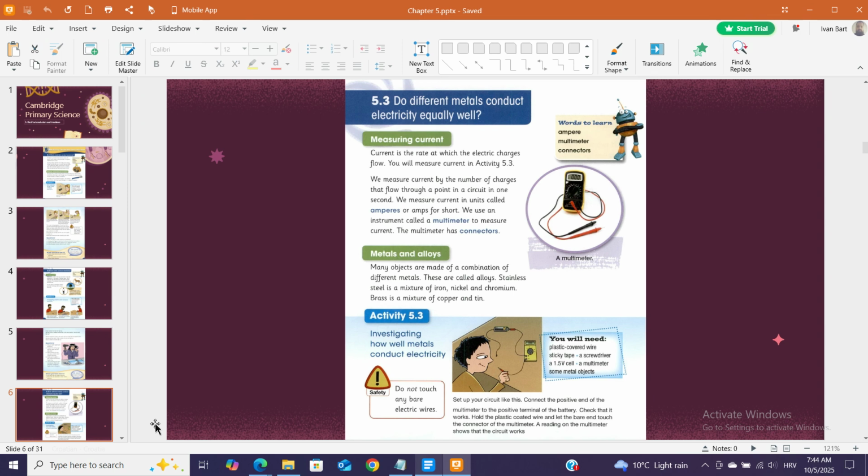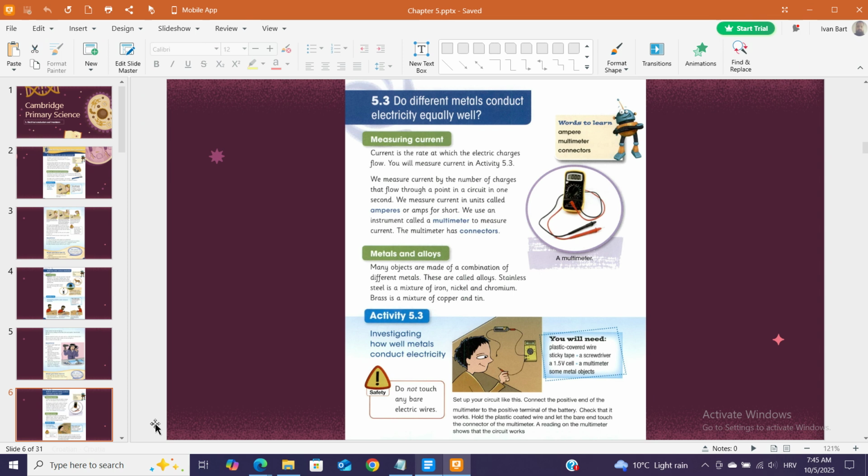Connectors. A multimeter. You will need plastic covered wire, sticky tape, a screwdriver, a 1.5 volt cell, a multimeter, some metal objects. Safety. Do not touch any bare electric wires. Set up your circuit like this. Connect the positive end of the multimeter to the positive terminal of the battery.